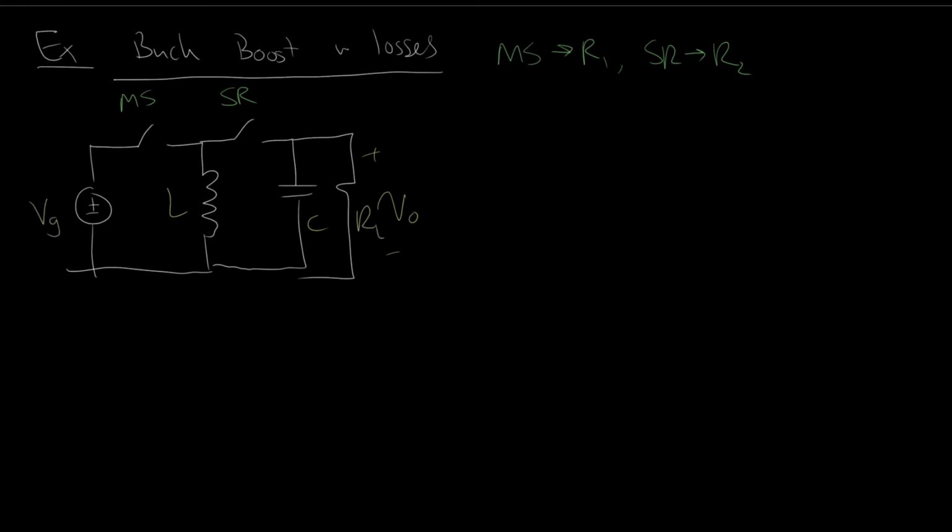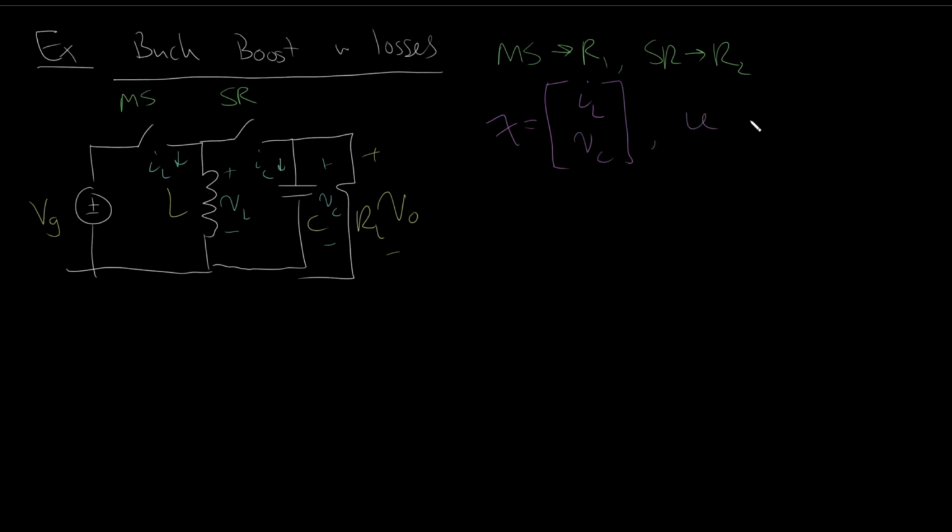And then if we think about the variables of interest we have, they are VL, IL, VC, which is V out, and IC. So how do we do this? Well, we have to define our state vector, X, which in this case is going to be IL and VC, right?